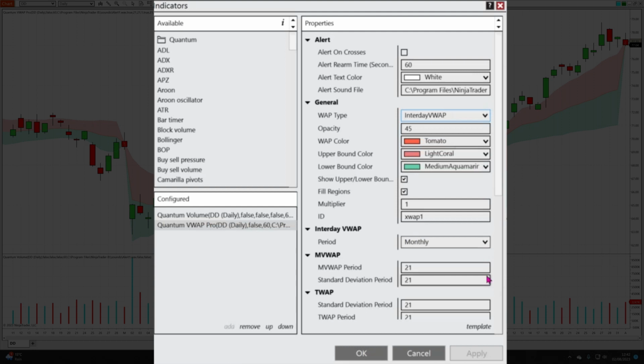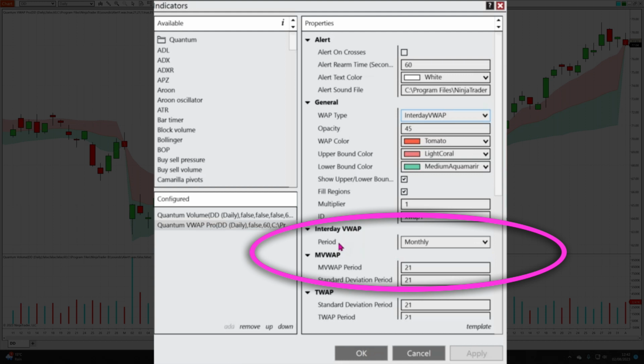Down at the bottom here, you can see that under the Interday VWAP banner, we have a period. And this is either monthly, weekly, or yearly. And this, in essence, is the period to which the anchor resets itself. The weekly is a little bit too tight for this sort of analysis. So the 2 that we're going to suggest and recommend are the monthly and the yearly. So that's where we set our anchor.